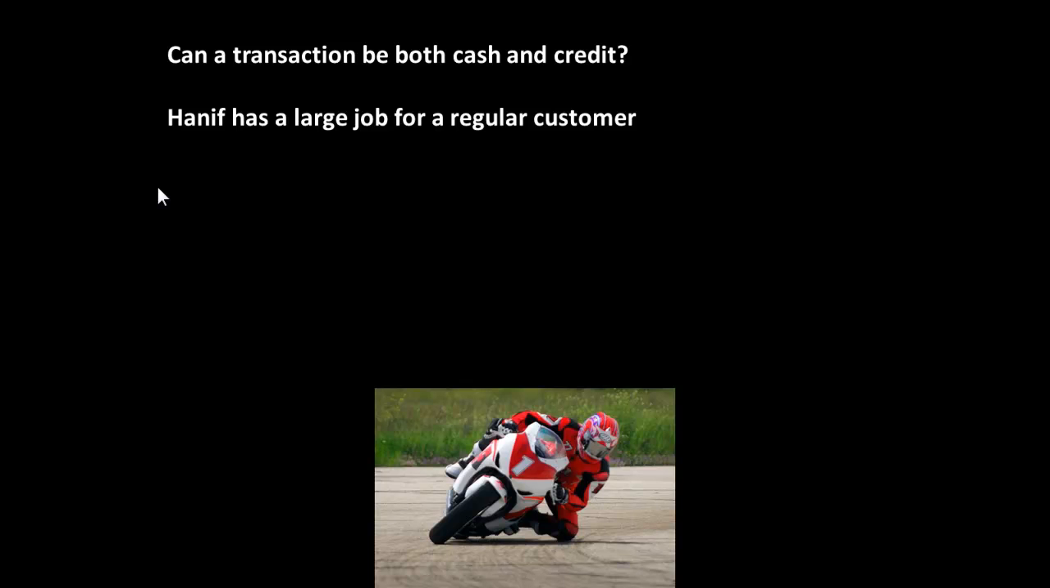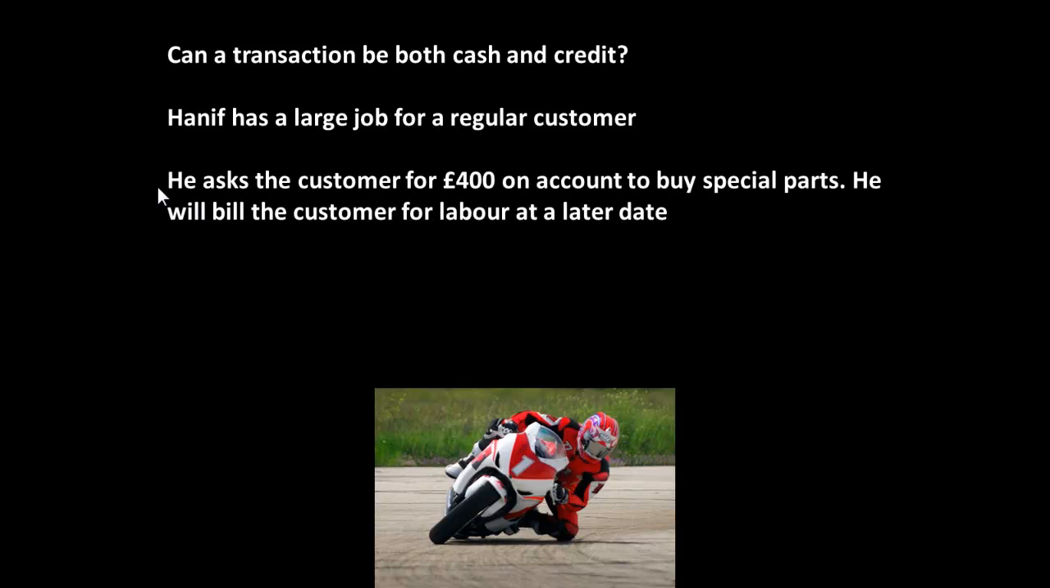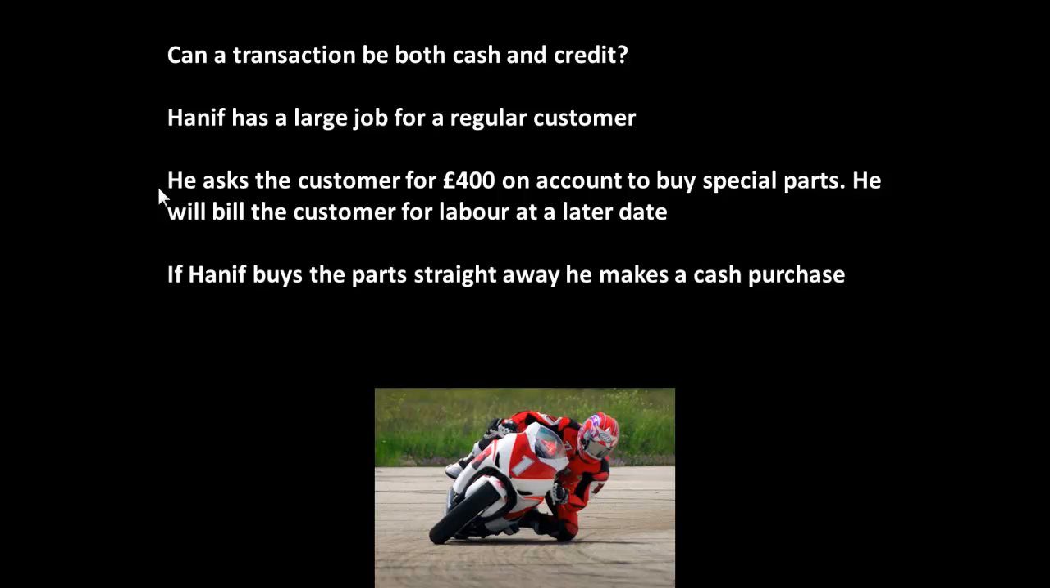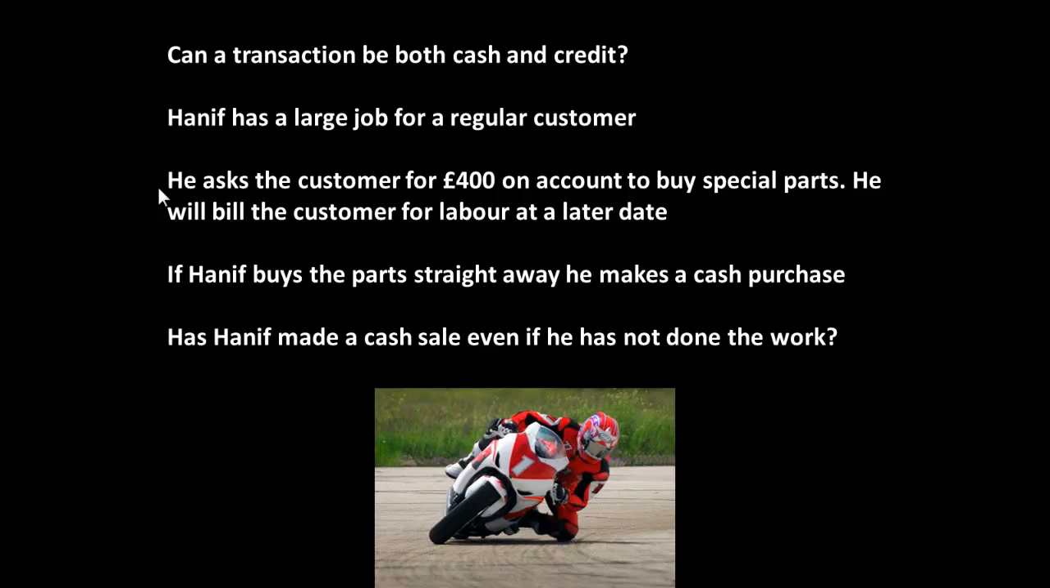So can a transaction be both cash and credit? Let's assume that Hanif has a large job for a regular customer, and he asks for £400 on account to buy parts, and he says he'll bill the customer for labour at some time in the future. So once he's bought the parts, he's made a cash purchase. Okay, then he's used the customer's £400. But at what point does he make the sale? Well, until he's completed the work, he hasn't made a sale. So what does the £400 count for? Think about that one.